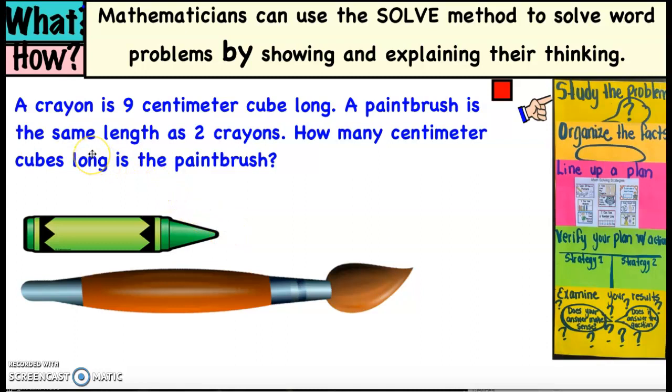I want you to read the problem with me. So our problem today says a crayon is 9 centimeter cubes long. A paintbrush is the same length as 2 crayons. How many centimeter cubes long is the paintbrush?